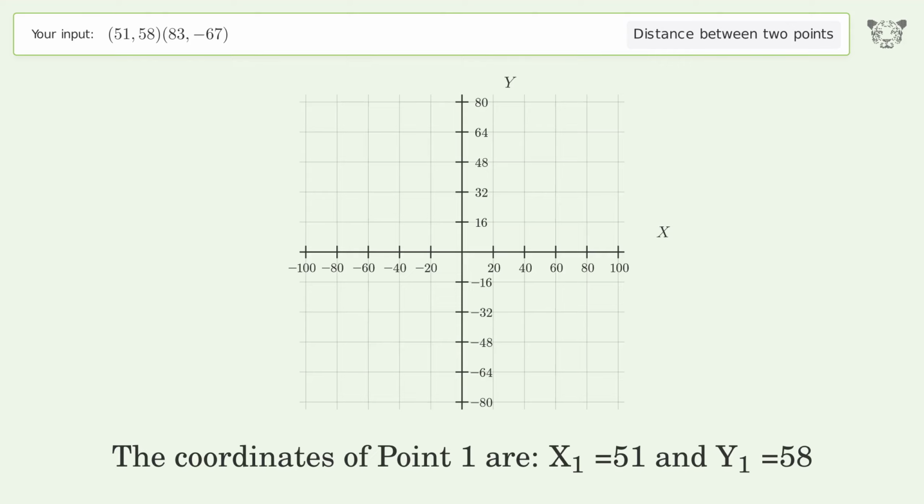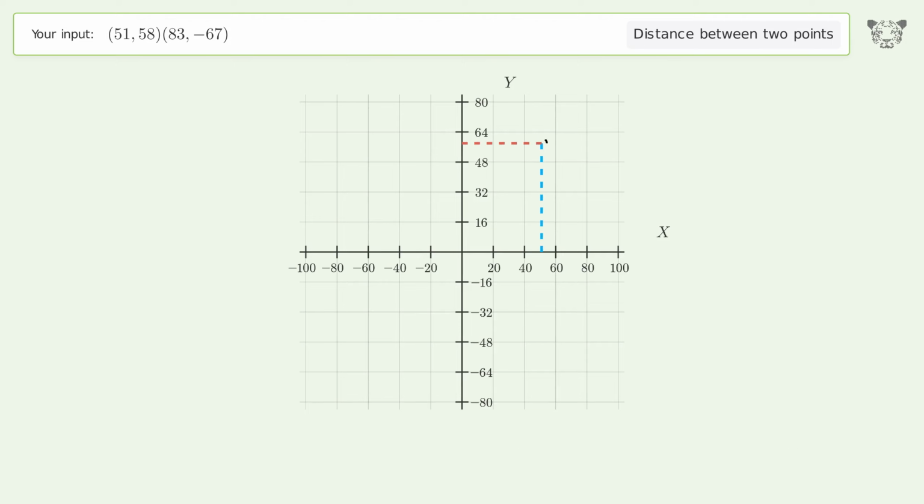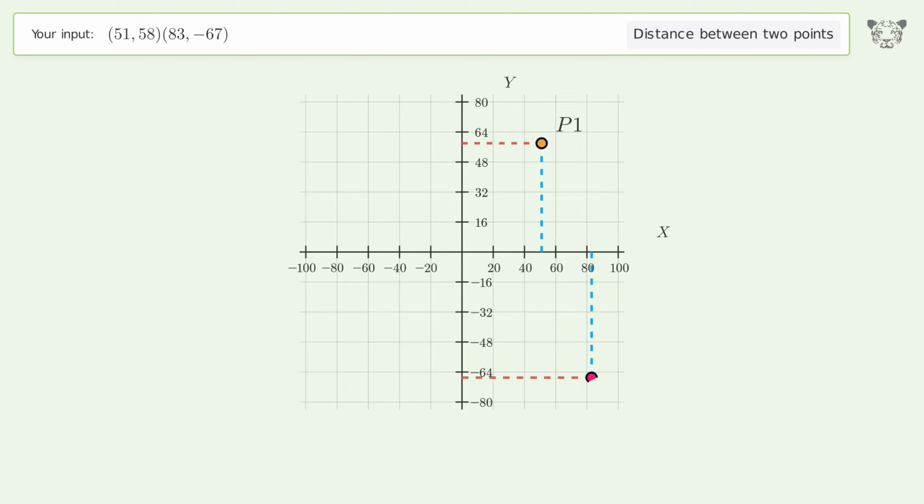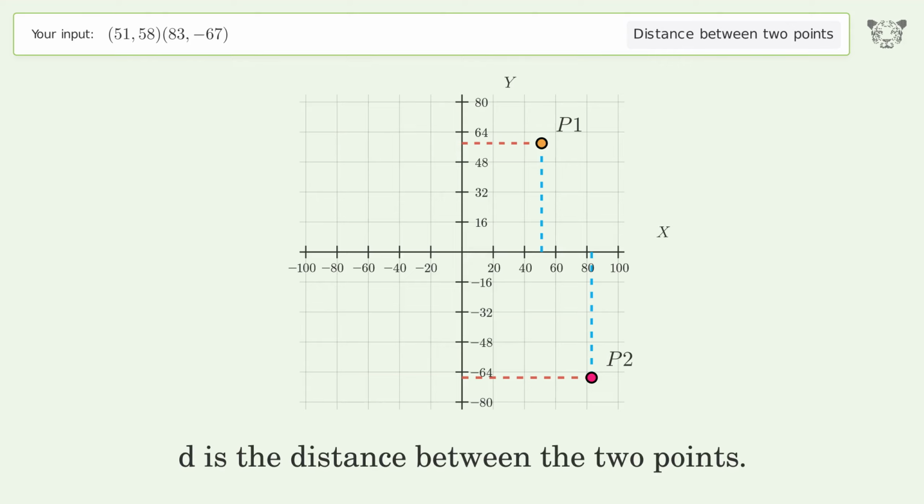The coordinates of point 1 are x1 equals 51 and y1 equals 58. The coordinates of point 2 are x2 equals 83 and y2 equals negative 67. D is the distance between the 2 points.